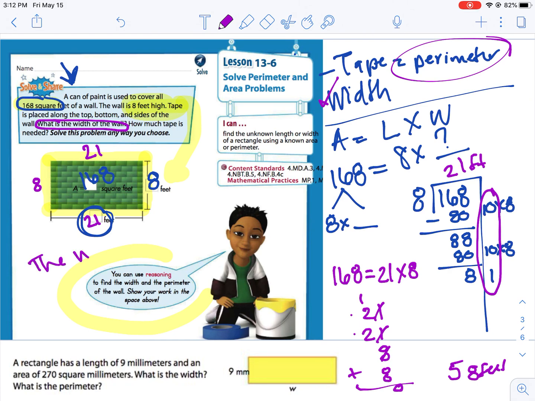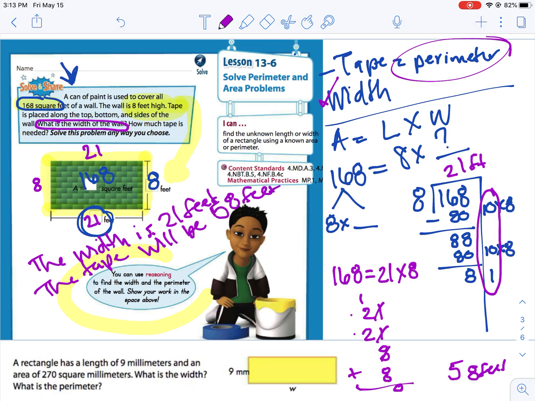So the width is 21 feet. Don't forget the units. And the tape, which is the perimeter, will be 58 feet long. All right, so that's how we figured that out.